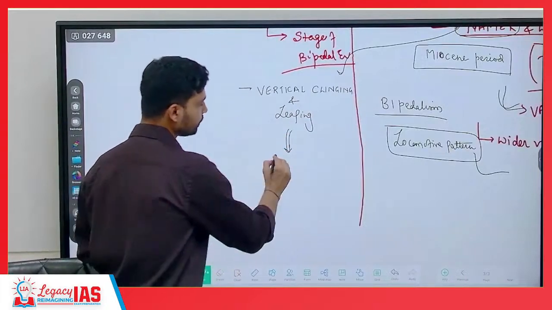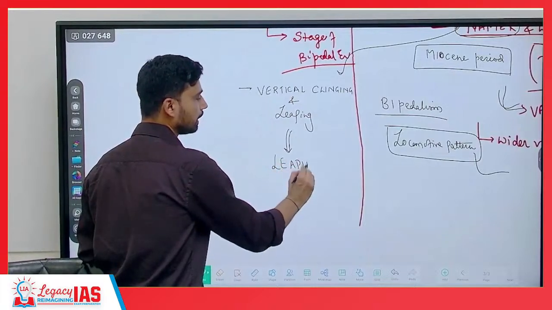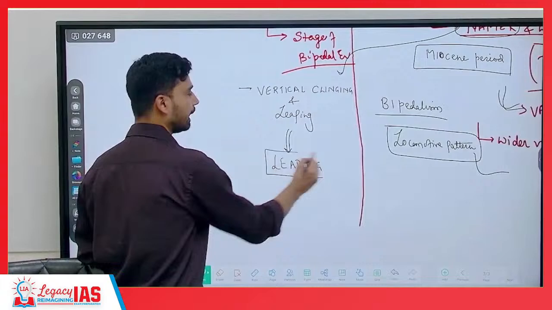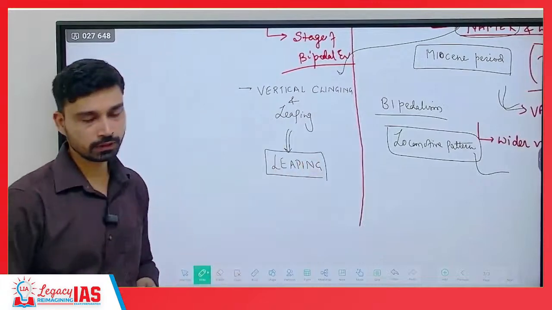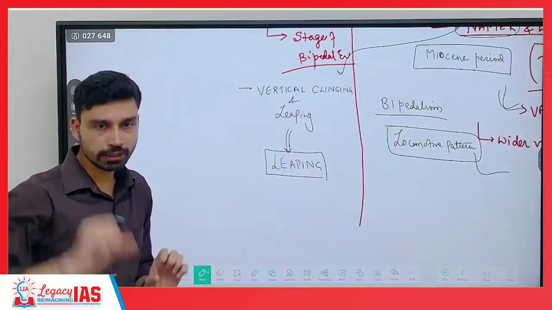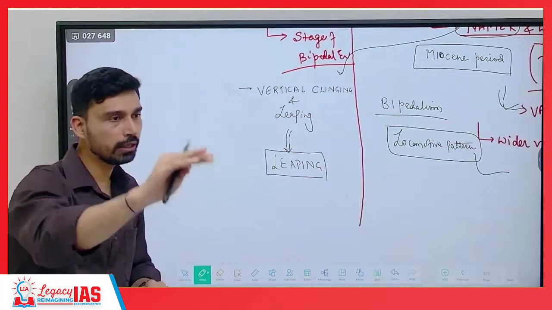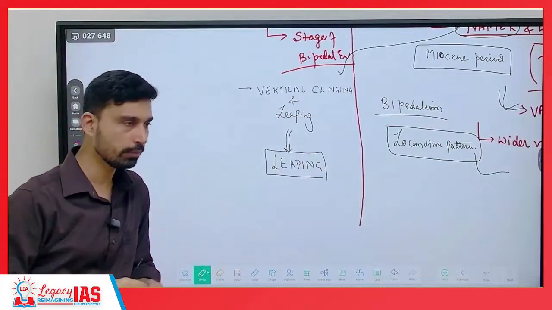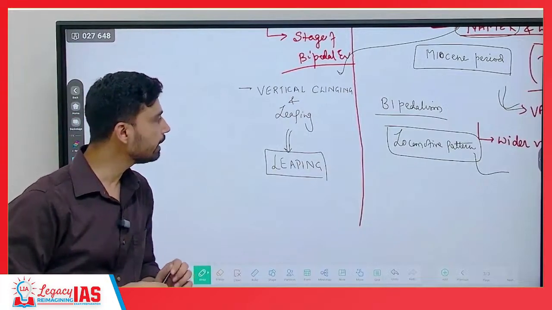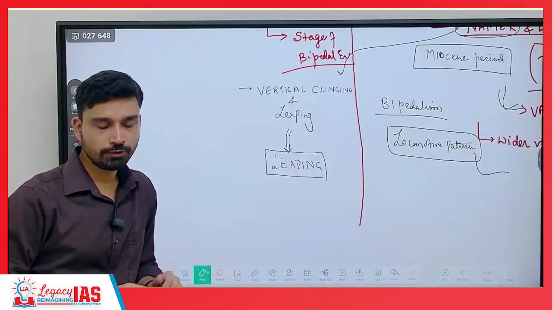In the next stage, he said that clinging disappeared and we had only leaping. That means the primates were stationary on the tree. They were not hanging on the tree. They were sitting on the tree branches, jumping, going to the other tree branches, jumping, again going to the other tree branch. So from vertical clinging and leaping, in the next stage, we have leaping.